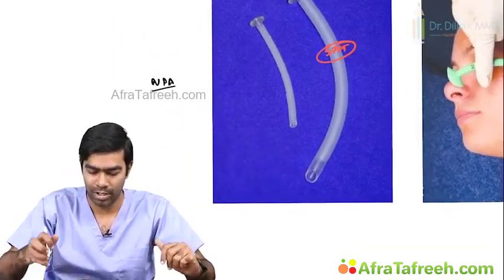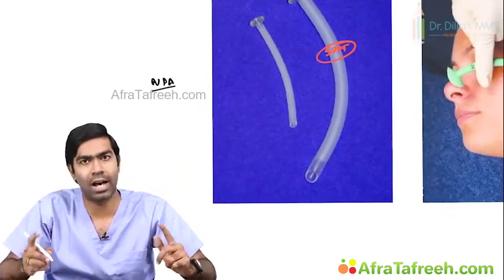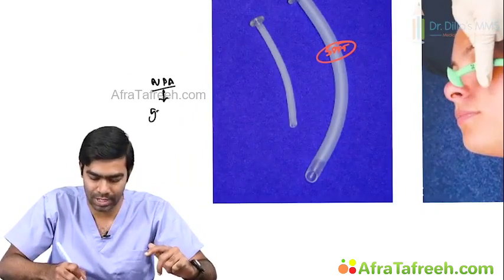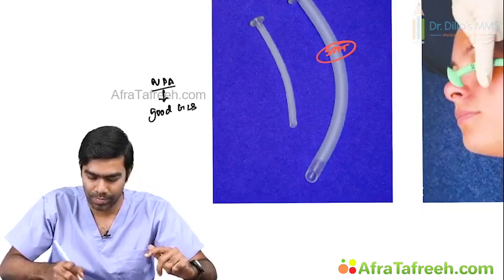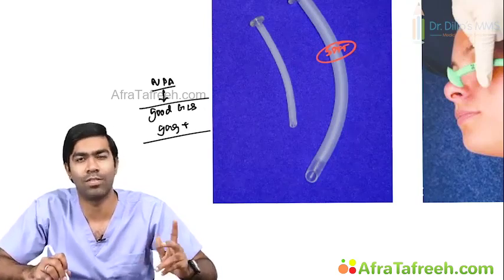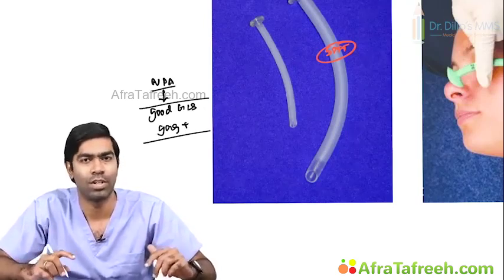So that is the reason why nasopharyngeal airways are selected in patients with a reasonably good GCS, or in those patients who have a good gag reflex. In those patients, always prefer the nasopharyngeal airway. Do not go for the oropharyngeal airway.